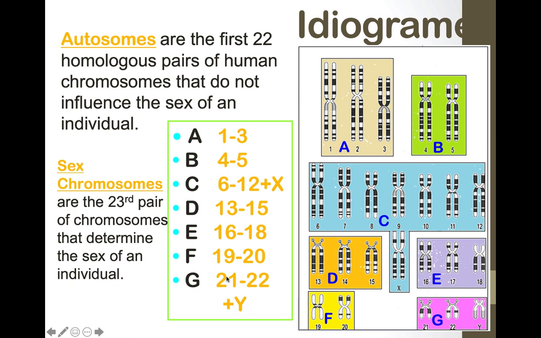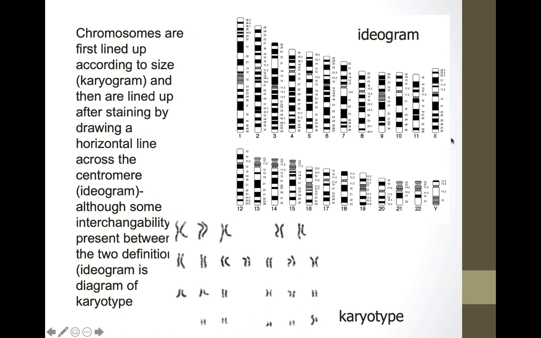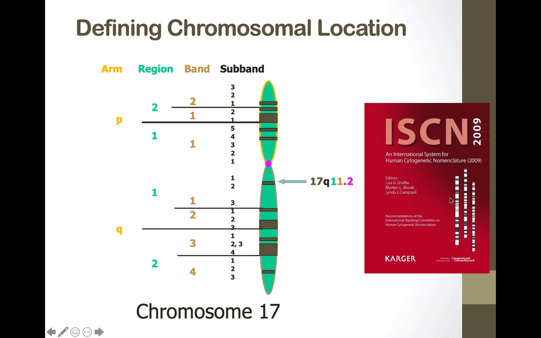These are the autosomes, and then you have the two sex chromosomes. Now chromosomes are first lined up according to size, as we mentioned, and then lined up after staining by drawing a horizontal line across the centromere, and usually the machine does this analysis for you easily. So defining chromosomal location, for example, this is chromosome 17, and then you are doing this reading as you know. All of this has been standardized by this body, the ISCN, the International System for Human Cytogenetic Nomenclature.